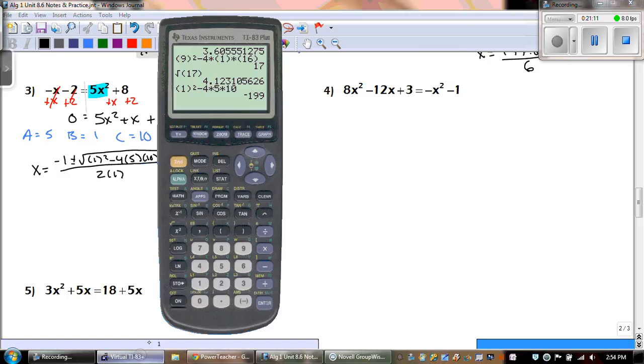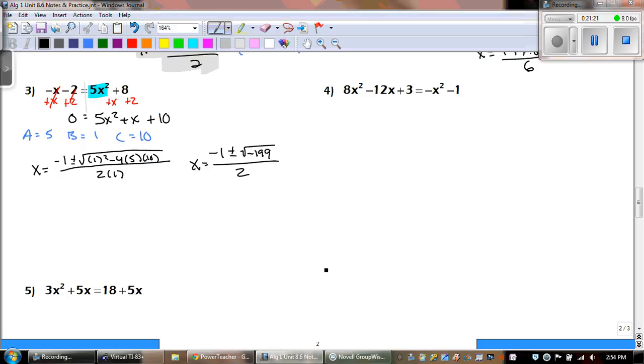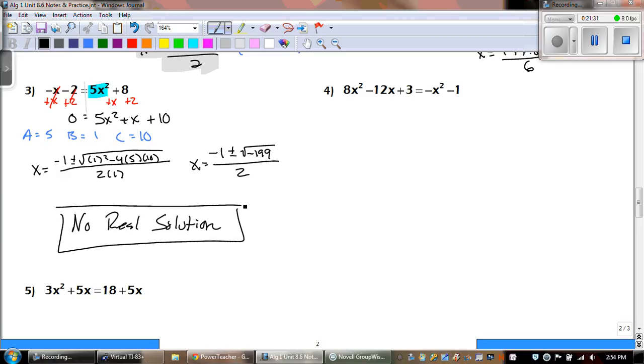Okay, and so we have to take the square root of negative 199, and we get, ooh, can I take a square root of a negative number? Nope. So when that happens, that is no real solution. When you get on to Advanced Algebra 2, your junior year, you'll learn a little bit more about that. Okay?